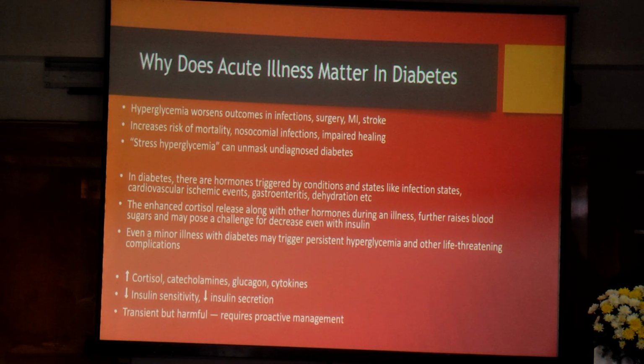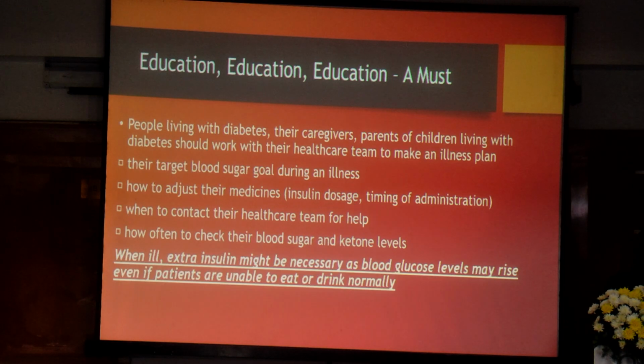Again, this may be triggered by infection states, even cardiovascular ischemic events, gastroenteritis, dehydration, etc. And even a minor illness with diabetes may trigger persistent hyperglycemia and other life-threatening complications. Hence, education is a must. People living with diabetes, their caregivers, and also parents of those living with type 1 diabetes need to work with the healthcare providers and their team to come up with a sick day plan, which is absolutely mandatory whether you have type 2 diabetes or even type 1 diabetes.